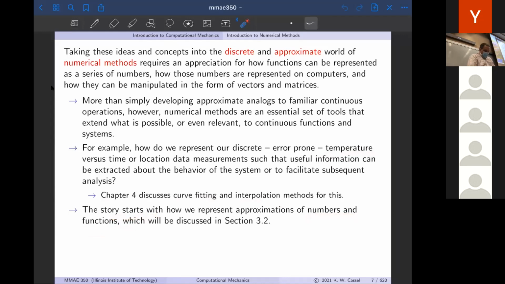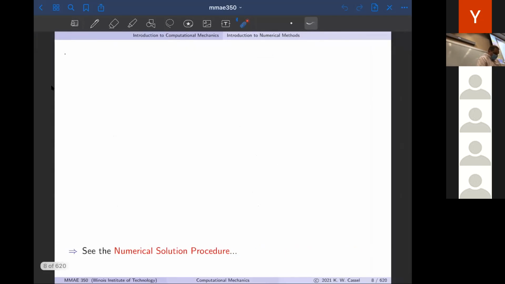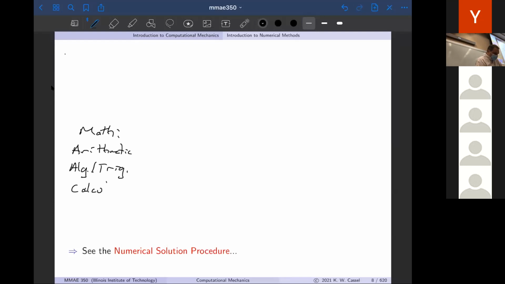So let me think about it this way. Let's help us think about it this way. So we have math, right? We talked about what? Arithmetic. And then we had algebra and trig. Then we had calculus and differential equations.